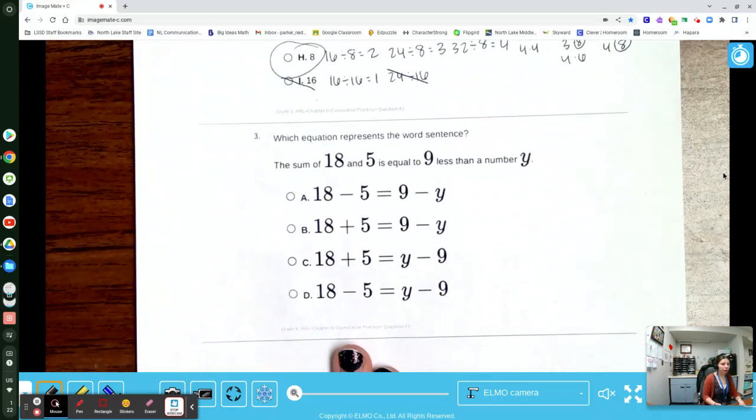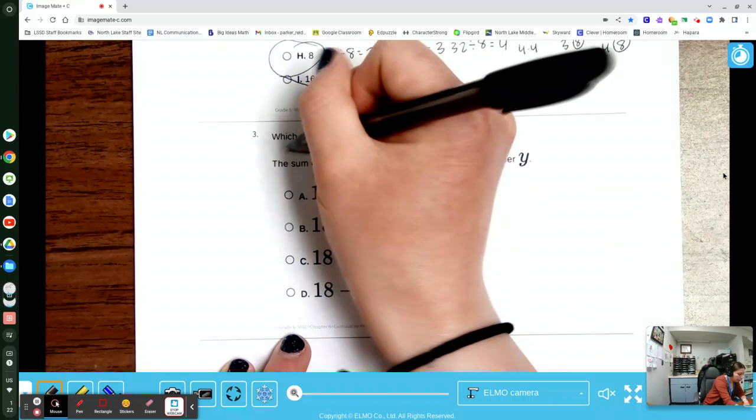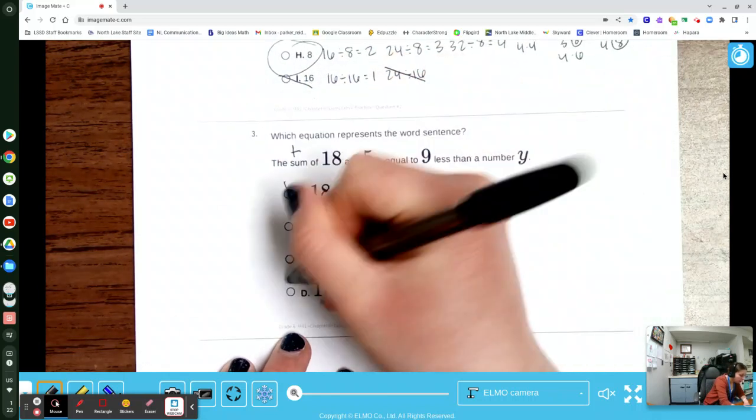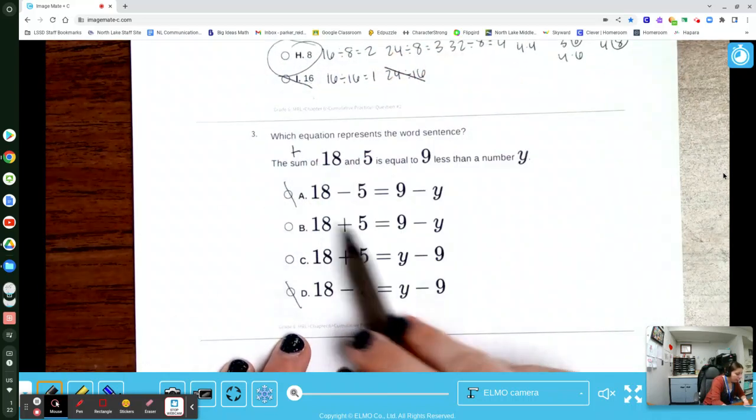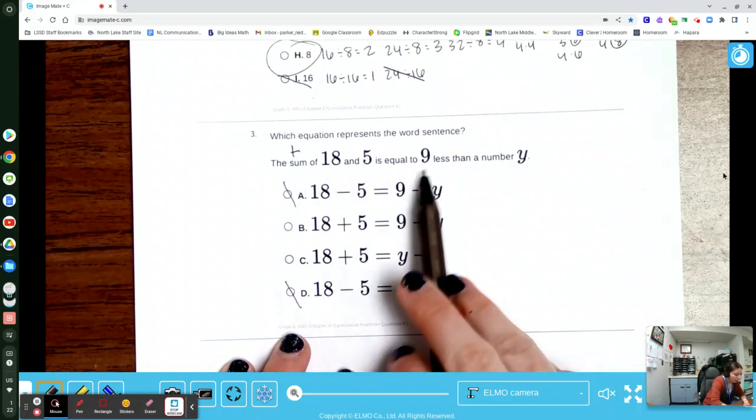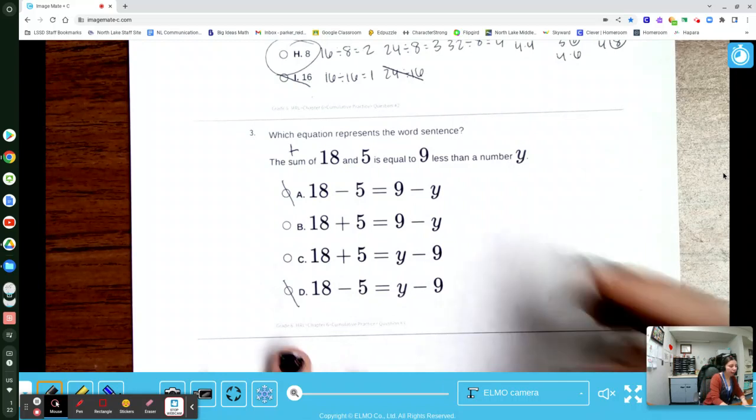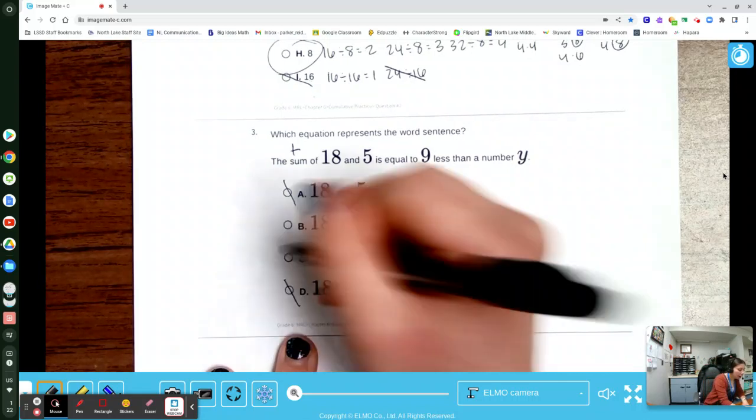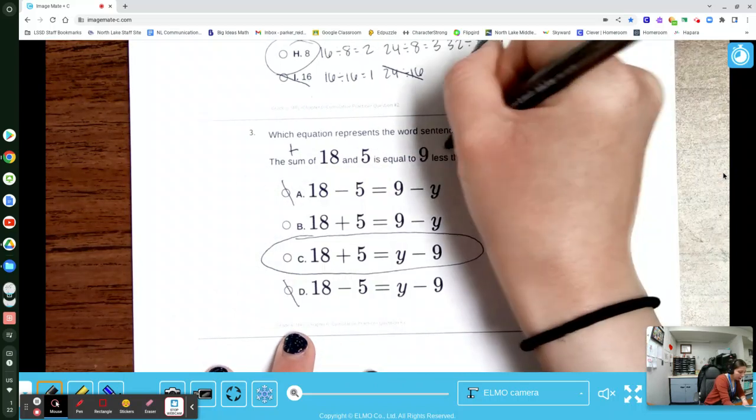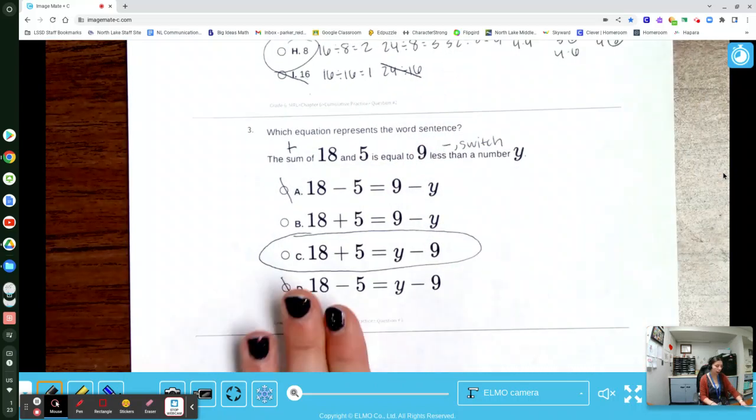Number 3, which equation represents the word sentence? It says the sum of 18 and 5. Sum means addition, so it's not A or D. The sum of 18 and 5 is equal to 9 less than a number y. So less than does mean subtraction, but when I say 9 less than y, that means I'm taking the 9 away from the y. It should say y minus 9, not the other way around. Less than is subtraction, but you need to switch them. So 9 less than y means y minus 9.